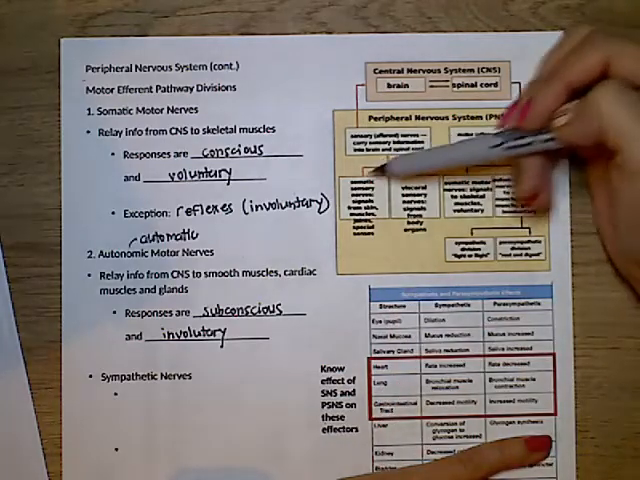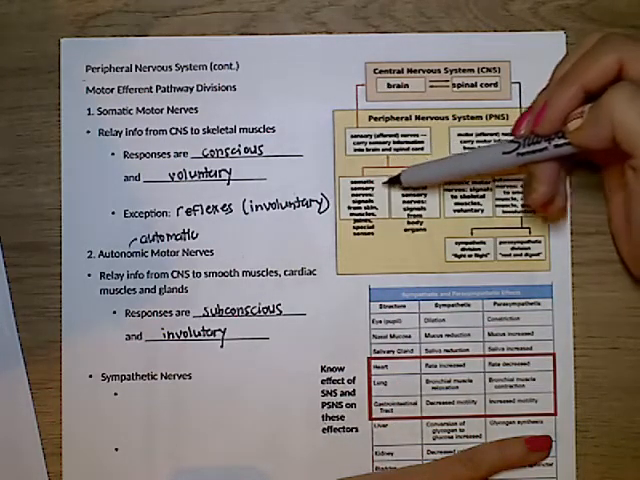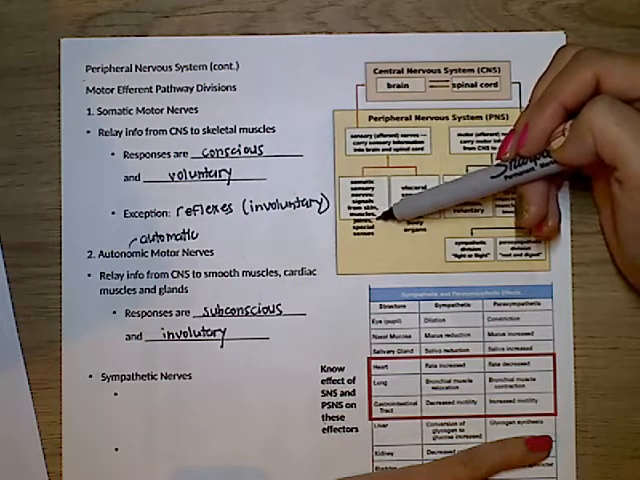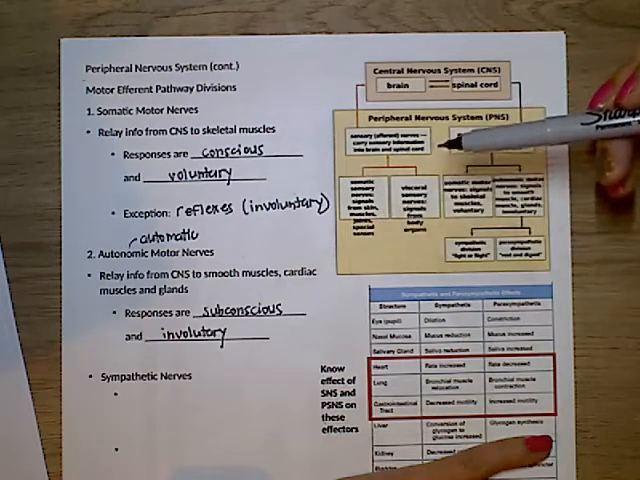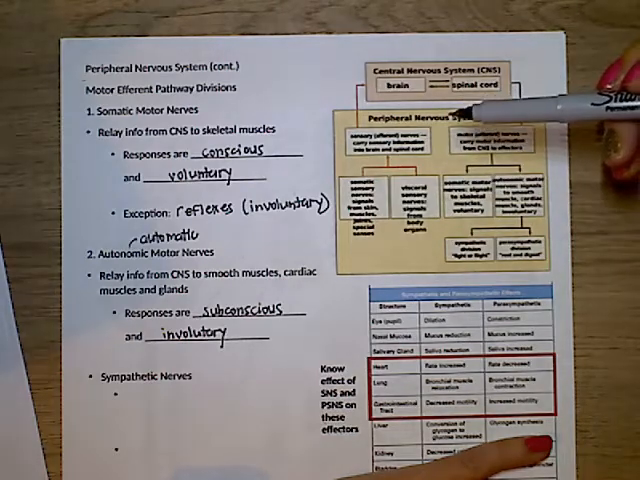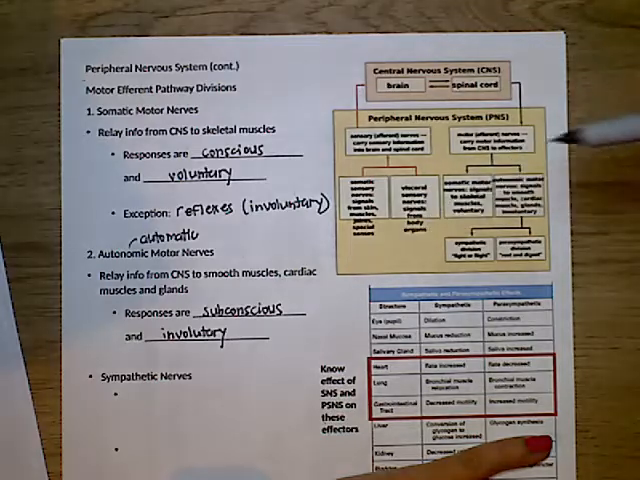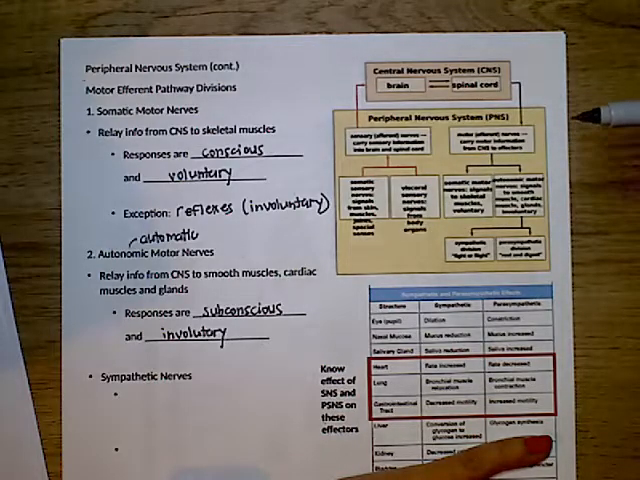And we can divide this into two sections. So you've got somatic sensory nerves. These are signals from your skin, muscles, joints, special senses. And the visceral sensory nerves, these are signals from your body organs.